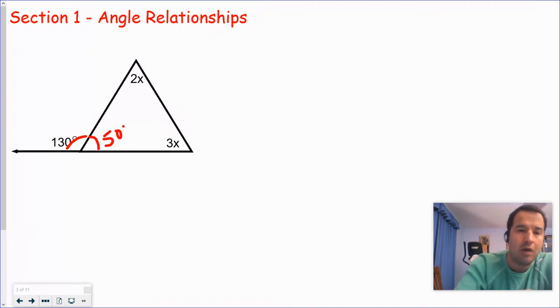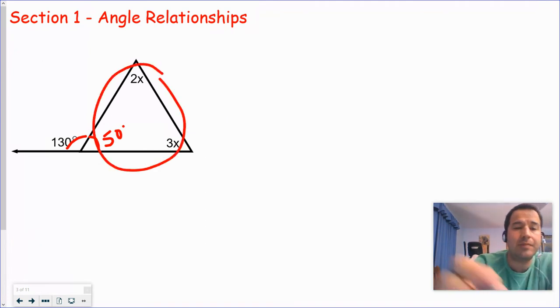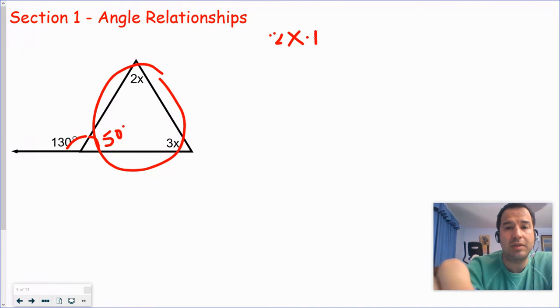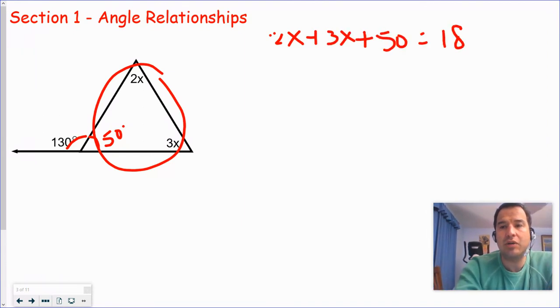So you could do it that way. And so you could say, oh, okay, so then all these three have to add up to 180. So 2x plus 3x plus 50 equals 180. And then I solve it that way, okay? So you could do it that way. All right, that is okay.